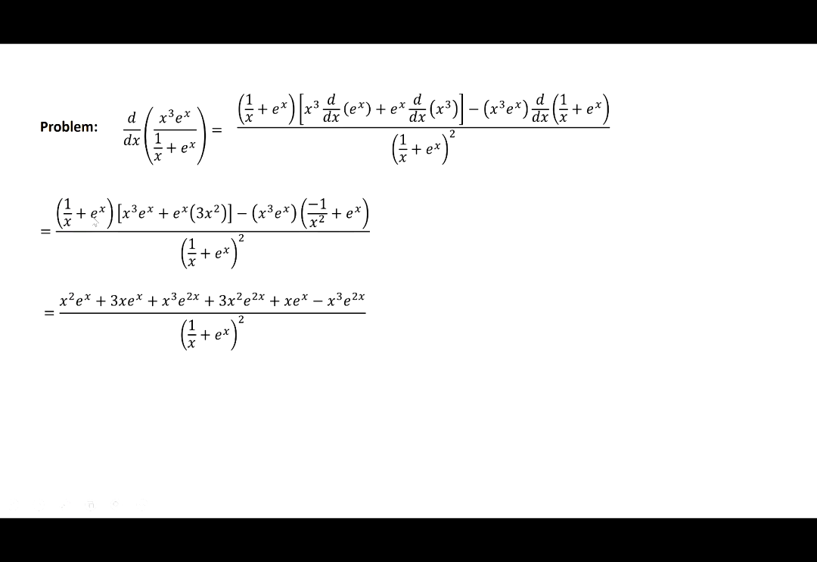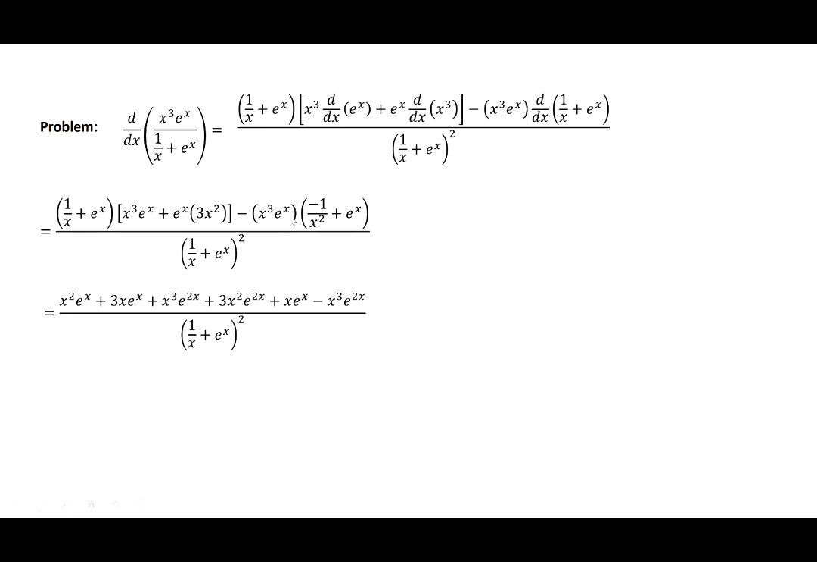Yeah. What is e to the x times e to the x? Does that look like a to the m times a to the n, which is a to the m plus n? So shouldn't this be e to the x plus x? X plus x is 2x. So e to the 2x. That's where I got the e to the 2x from. Okay. And then e to the x times e to the x is e to the 2x times 3x squared, which is what I wrote here.